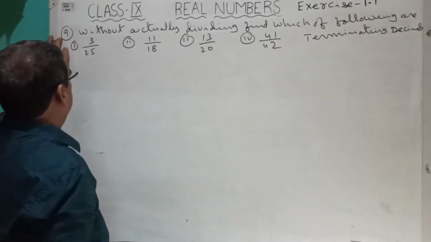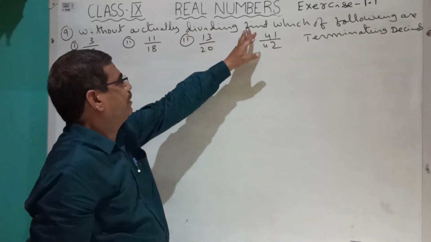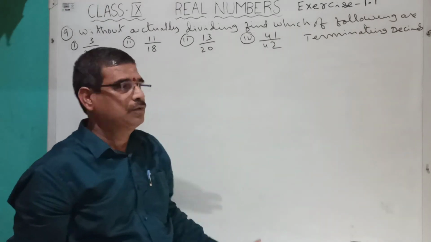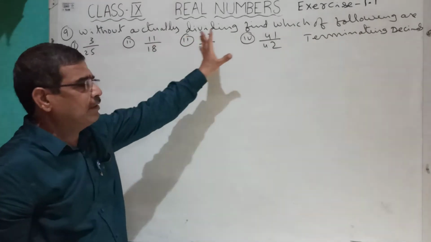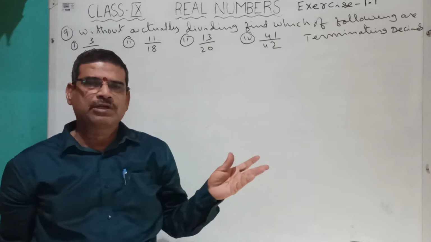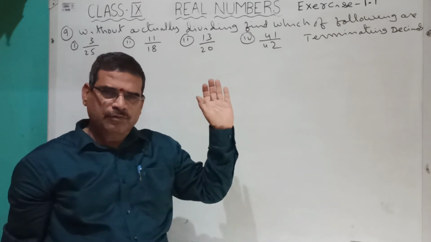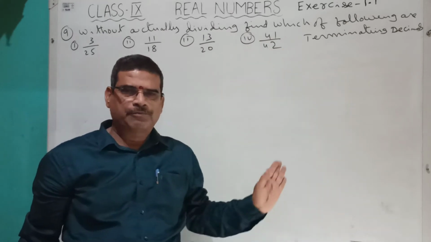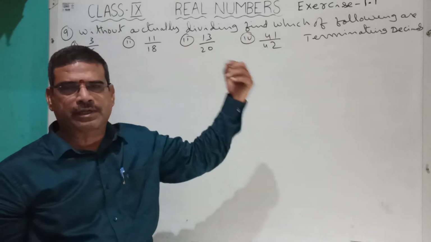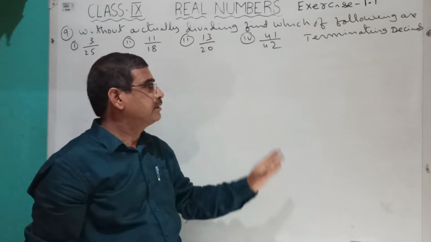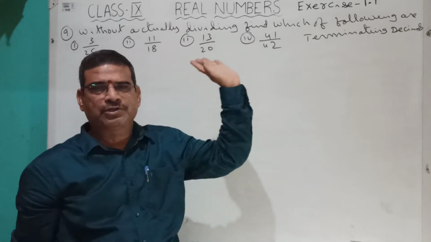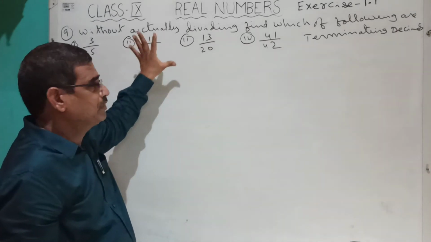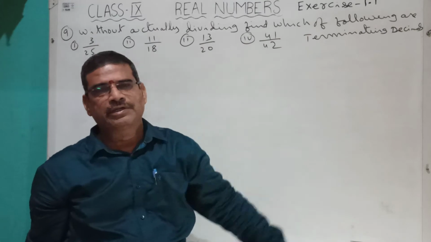Next, ninth question. Without actually dividing, find which of the following are terminating decimals. What is the meaning of terminating? We have to write an ending point after the decimal. After the decimal, if we can write an ending number, then that decimal is said to be a terminating decimal. So we have to show which of the following are terminating decimals.